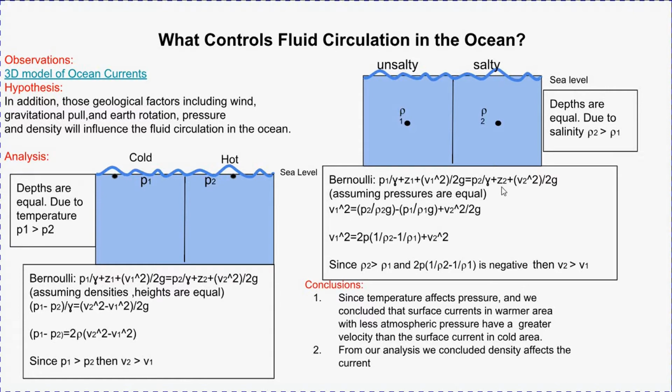After completing our group project together, we can conclude that since temperature affects pressure, the surface currents in a warmer climate with less atmospheric pressure have greater velocity than the surface currents in a cold area. We came to this conclusion from the Bernoulli equation. Furthermore, we used Bernoulli's equation again to conclude that salinity affects currents. The saltier a current is, the more dense it becomes, and it travels at a higher velocity than a less dense current. Thank you.